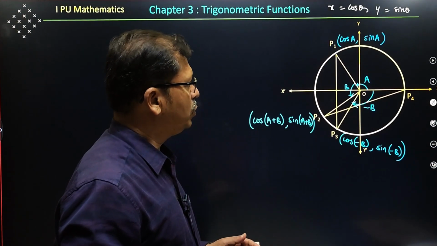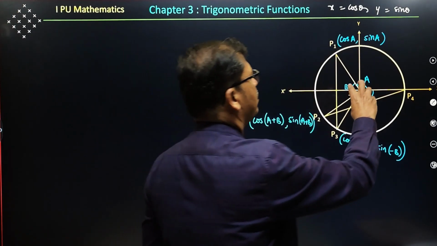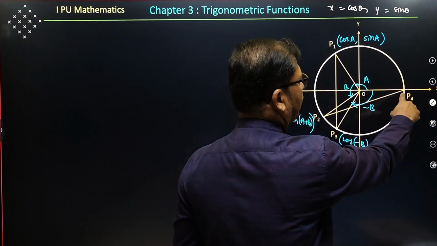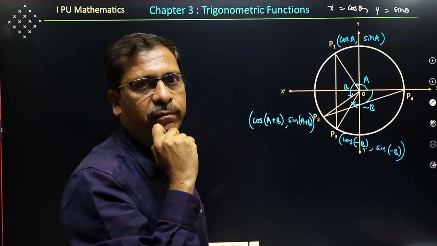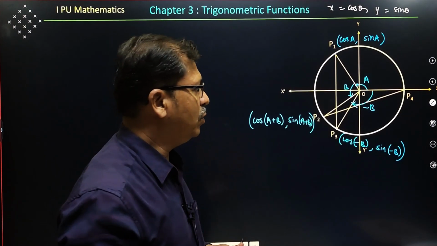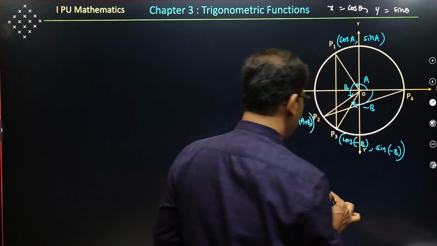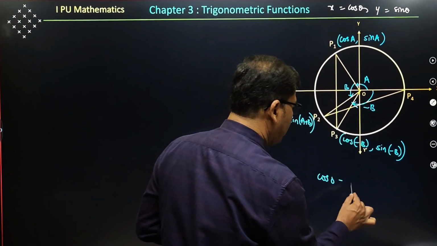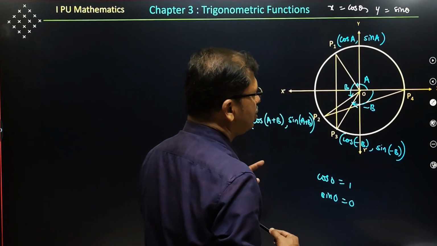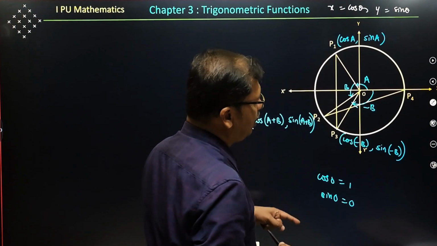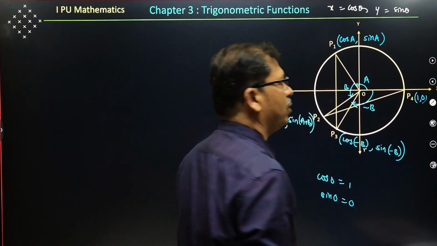Next to this, P4. What is P4? See, just imagine when P1 coincides with P4. P4 means it comes on the x-axis, and the central angle becomes 0. Central angle is 0. That means cos 0, sin 0. See, cos 0 value is 1, sin 0 value is 0. So your x coordinate becomes 1, y coordinate becomes 0. You need to write 1, 0.